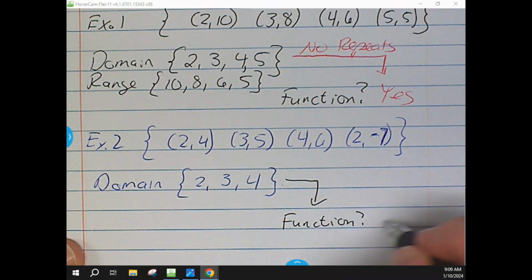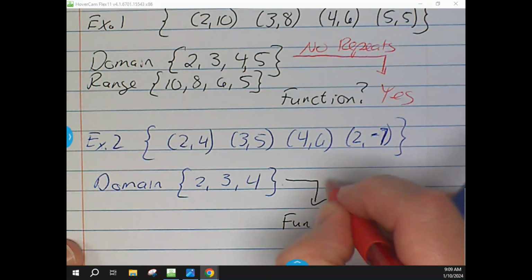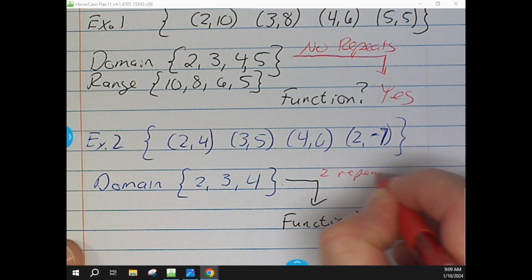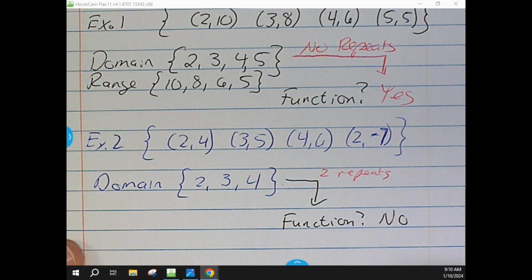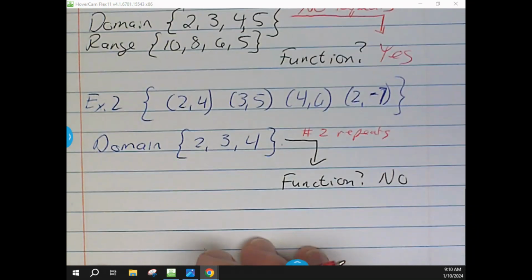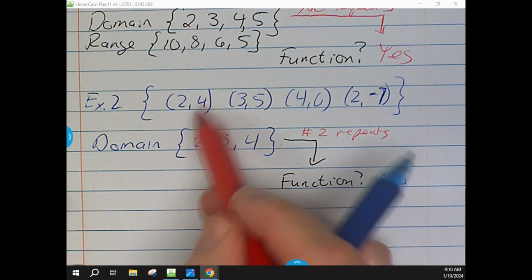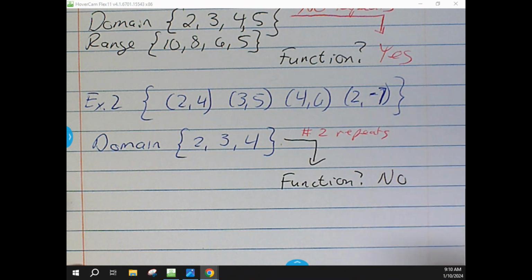Well, in this case, it's going to be no because the 2 repeats. Okay, and again, that's really all you're looking for. You just look through your x values. If any of the x values repeat, you know, this is your Dr. Pepper and that's your Diet Grape. If you're going through the vending machine, two things you don't want.